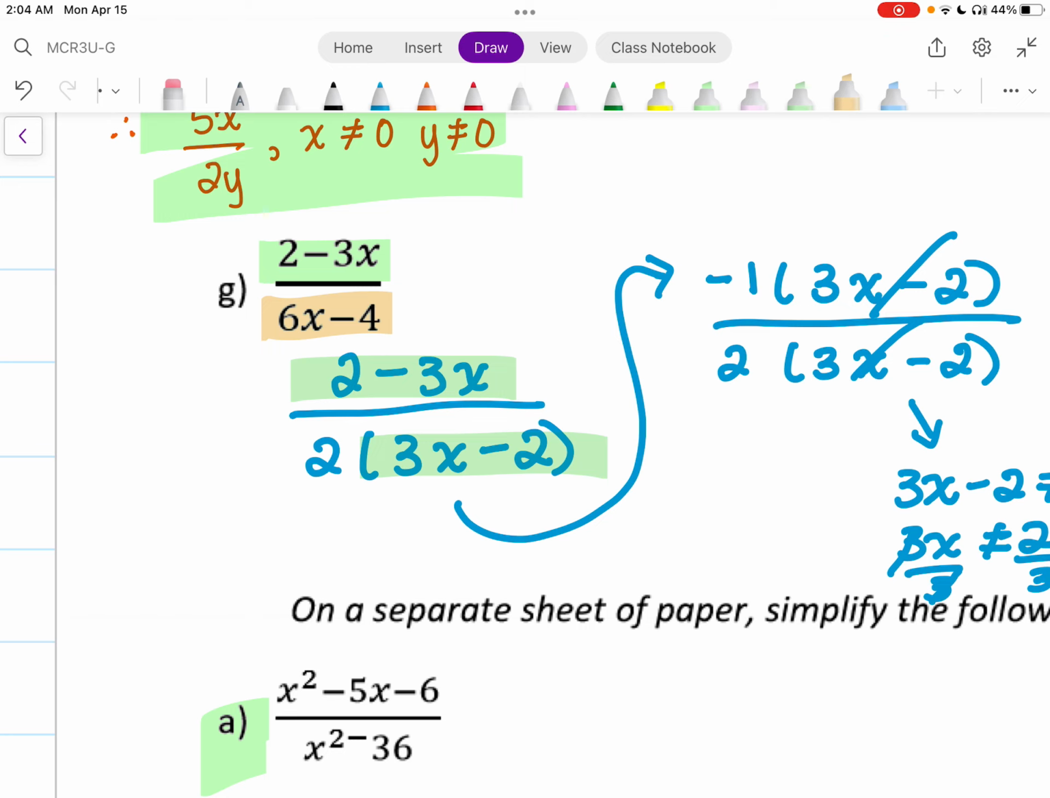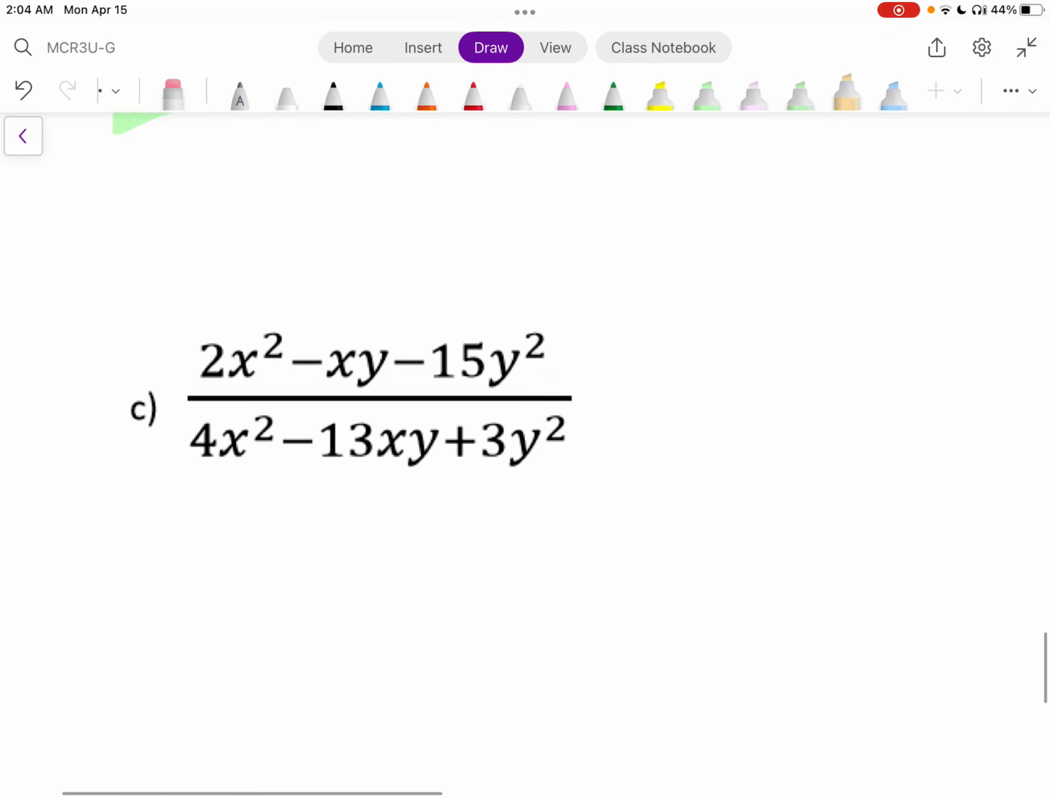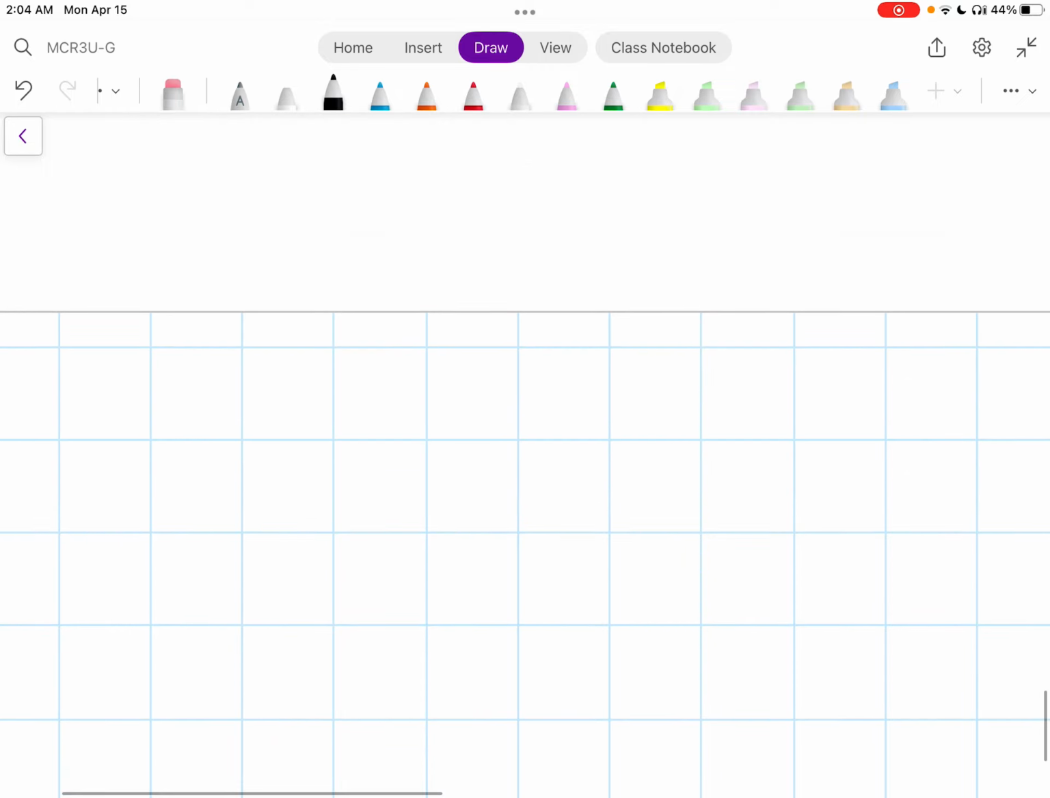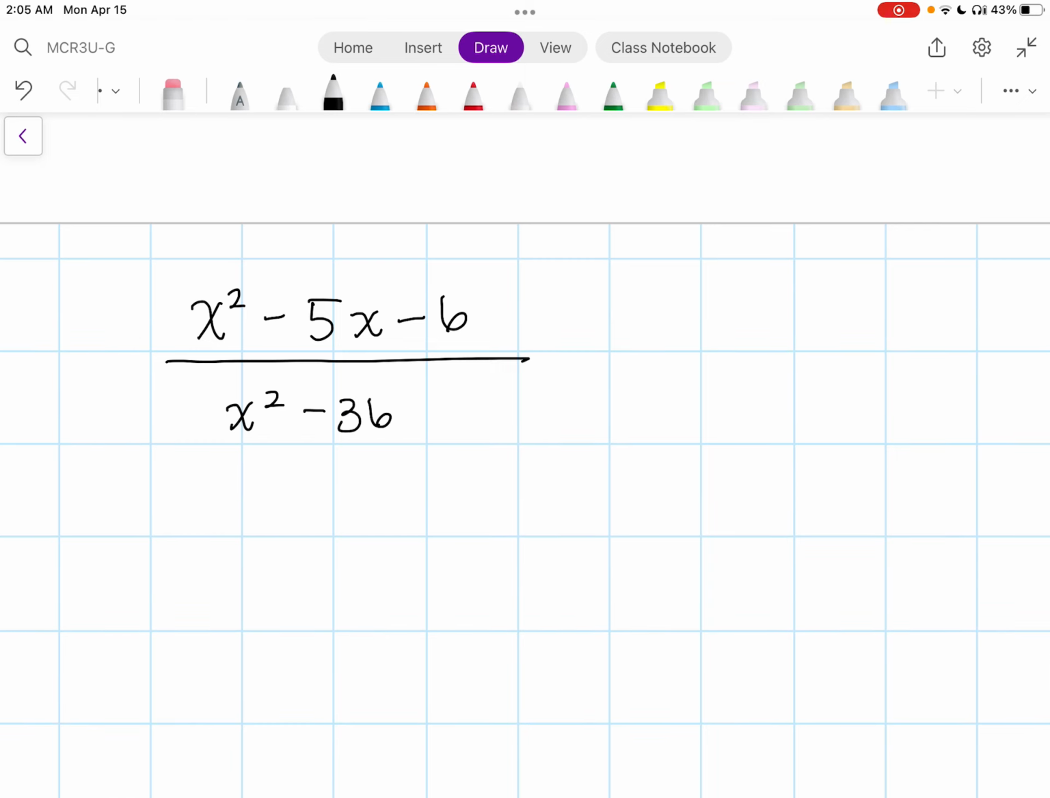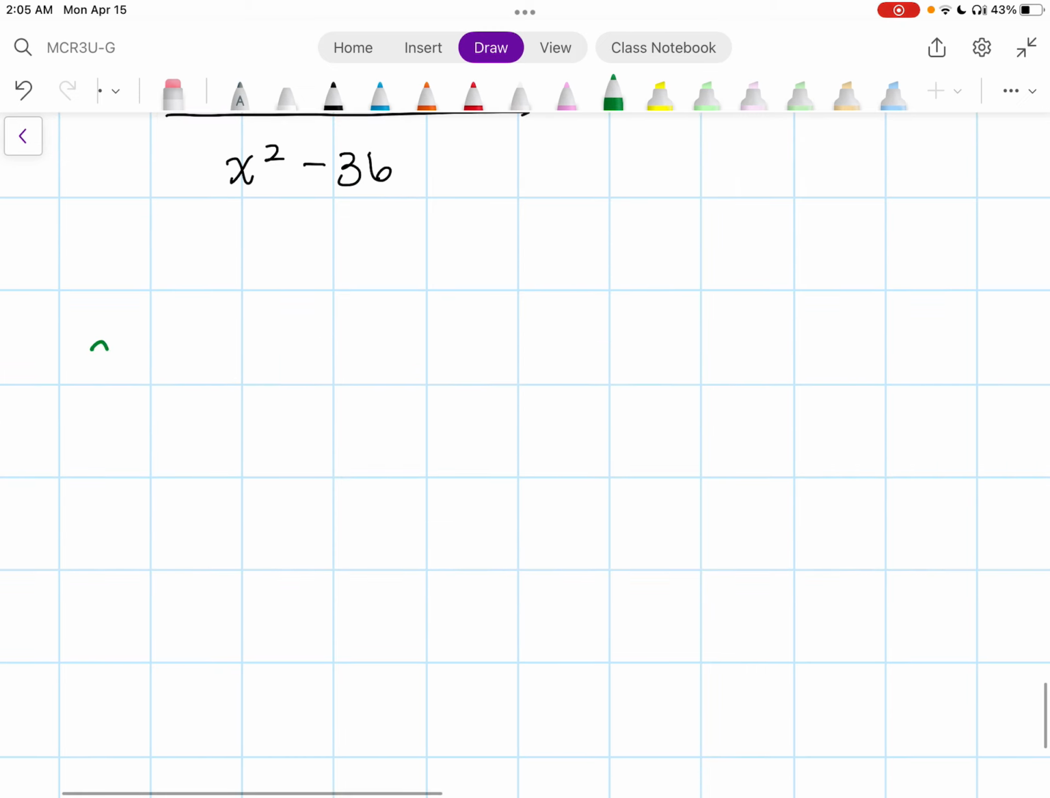Okay. All right, let's do A together on a separate piece of paper. So I'm just going to scroll down and I'm going to write out A again. So it's equal to x squared minus 5x minus 6 divided by x squared minus 36, right? So first things first, you're always going to factor the numerator. So let's go ahead and factor the numerator, right? So I'm just going to factor out this portion right here. We have x squared minus 5x minus 6, right?